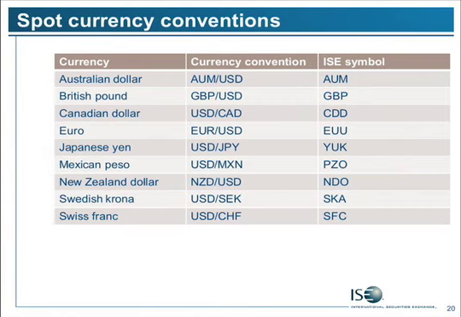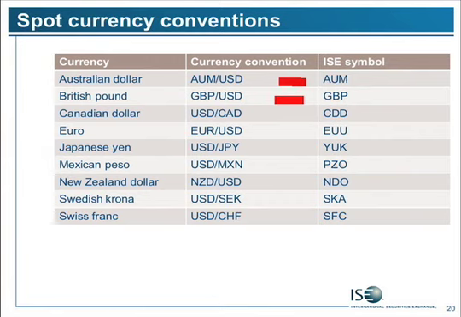Let's go through the spot currency conventions. A lot of you that trade the spot markets know what these are. And we have symbols that you would type into your equity options broker to get those spot conventions. So AUM, GBP. The AUM is going to be equivalent to the AUD divided by the US dollar. We multiply that by 100. So we come up with an index value, if you will.